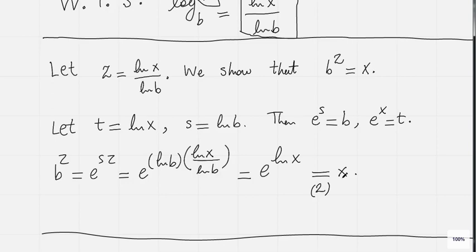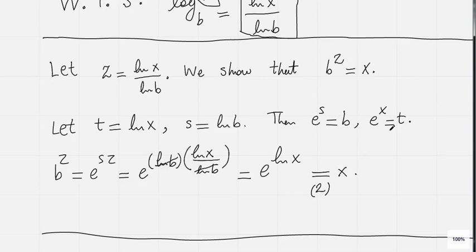Then let's compute b to the z. We have everything. We just assigned some variables to all of the lns in this problem, and we can just compute b to the z now and see what happens. B to the z is equal to e to the s times z. But s was ln b and z was ln x over ln b. These two ln b can cancel each other. So what we get is e to the ln x, but that's already x. So we established what we wanted.